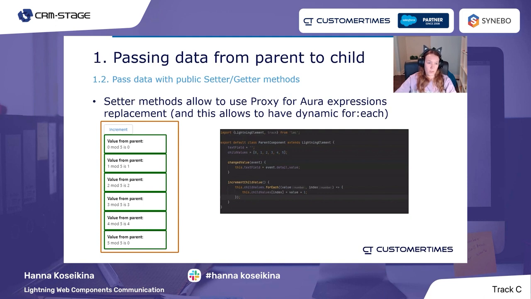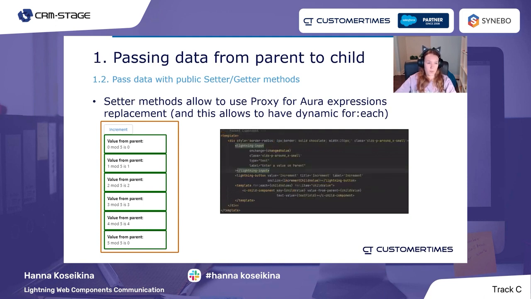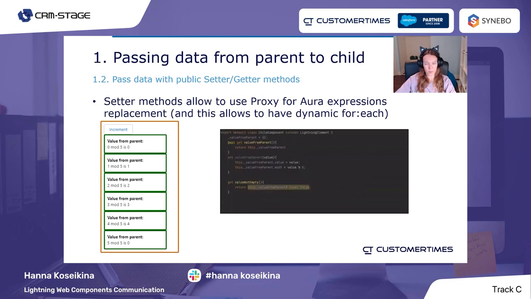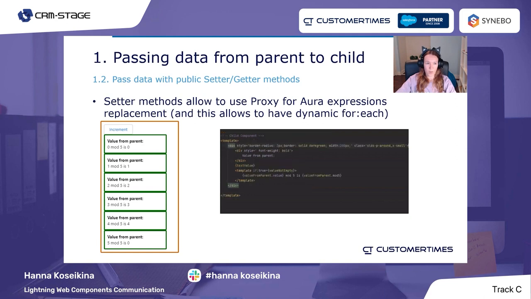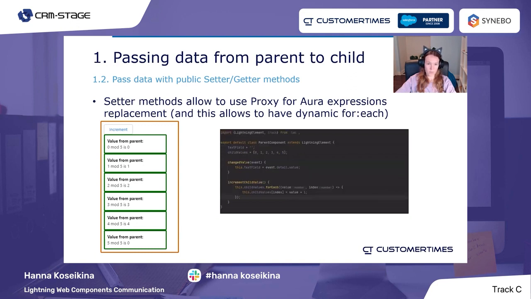And some good things. So let's start from good things. Setter methods allow us to use proxy for OR expressions replacement. So if you have some OR component with some expressions for accordion, for example, you can use this setter to create some proxy for those values. And in this case, we will have dynamic for each.